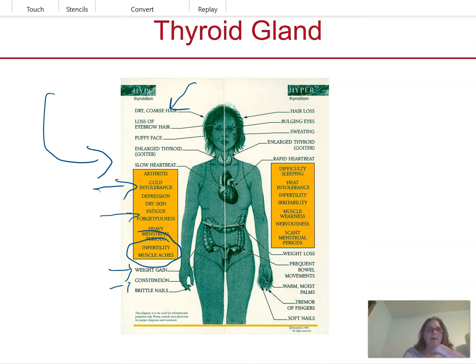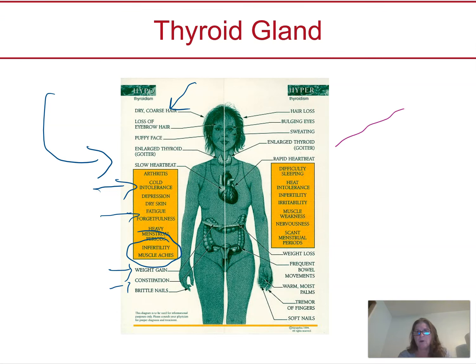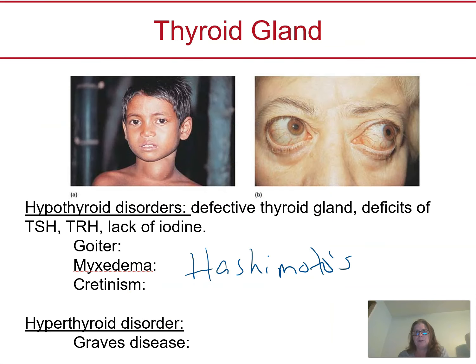Whereas with hyper, if there's too much thyroid hormone, it has the opposite side. You're going to be more restless and irritable. You're going to lose weight. You might feel too hot all the time, so you're always saying it's really warm in here. You can have hair loss. The eyes can also start to bulge slightly, which is what you see in this picture, classic with hyperthyroidism.